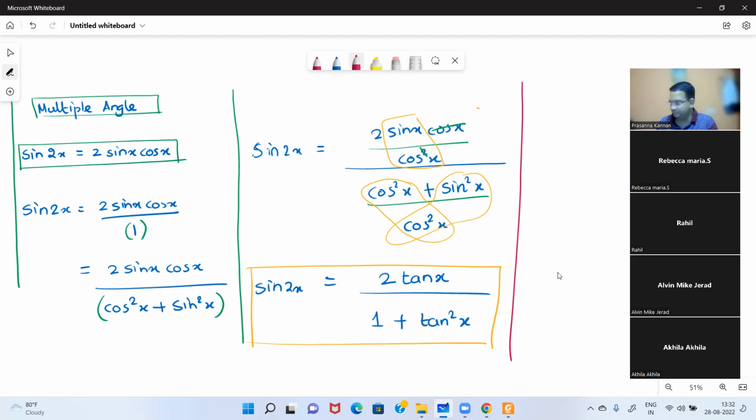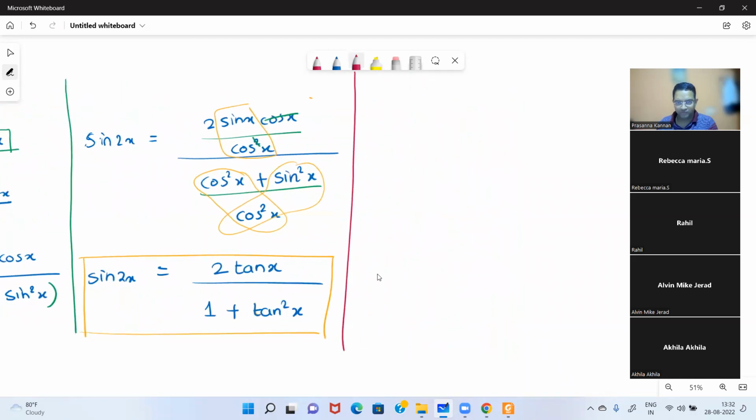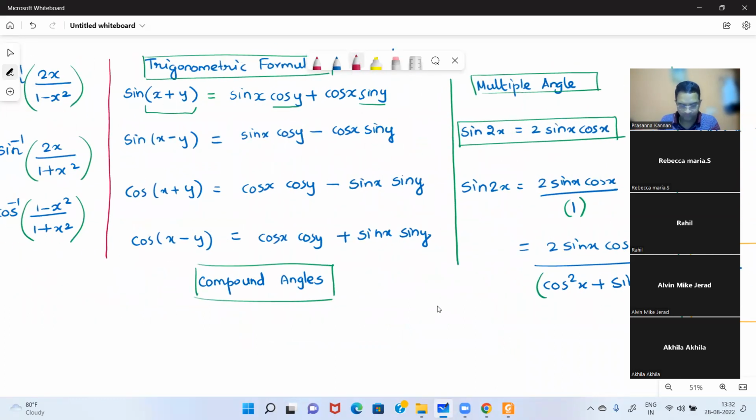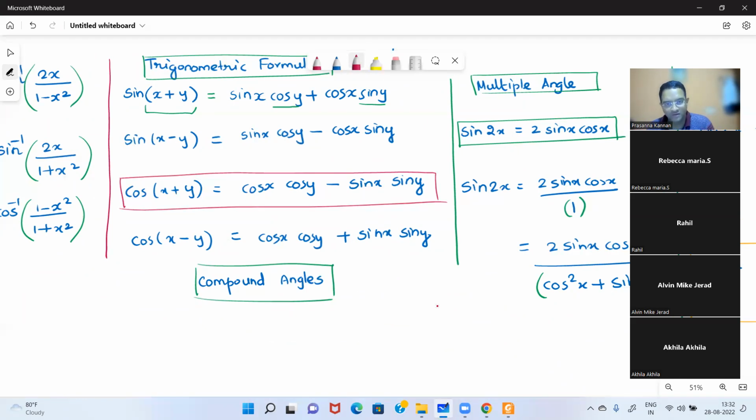Now next, we'll do it for cos 2x. Now look at this formula. What is cos of x plus y? Cos x cos y minus sin x sin y. Right. How can I get cos 2x? Put y also as x. If you put y as x, then it gives you cos of x plus x. What will it be? Cos 2x. So this will be cos x into cos x minus sin x into sin x. What is cos x into cos x?